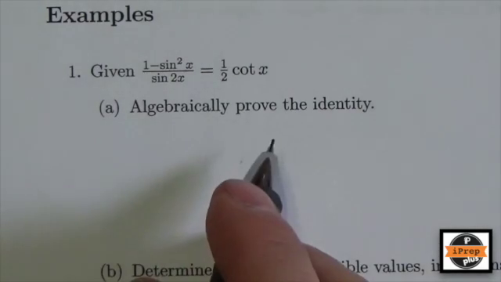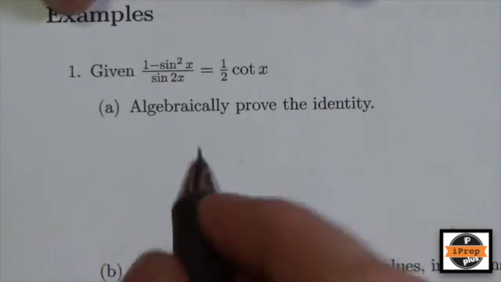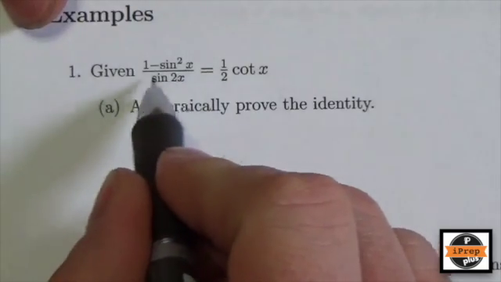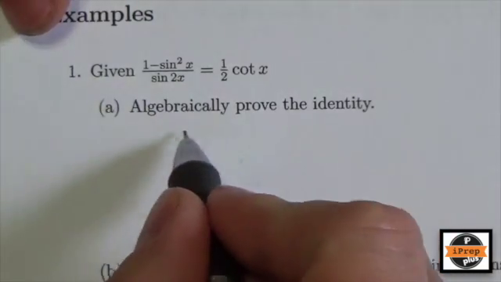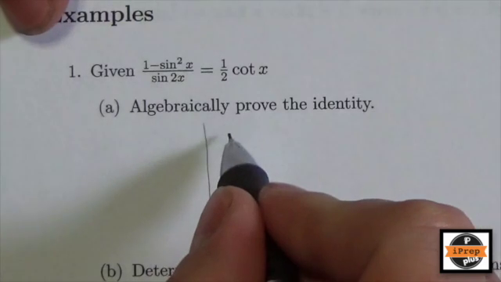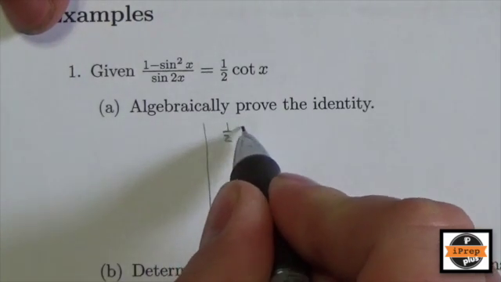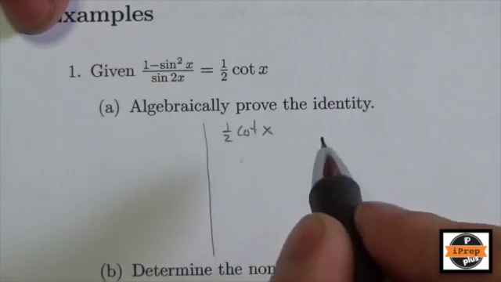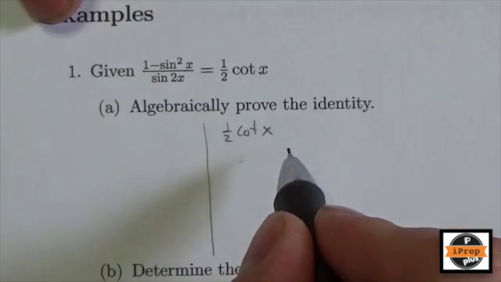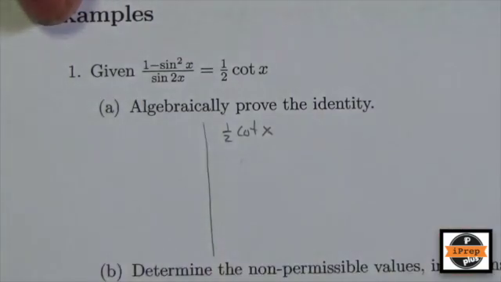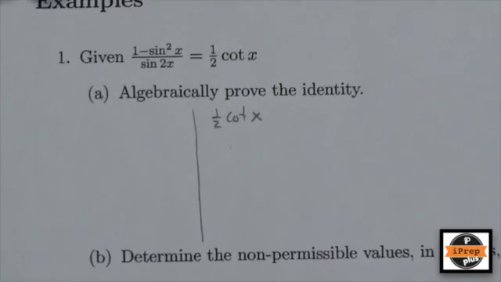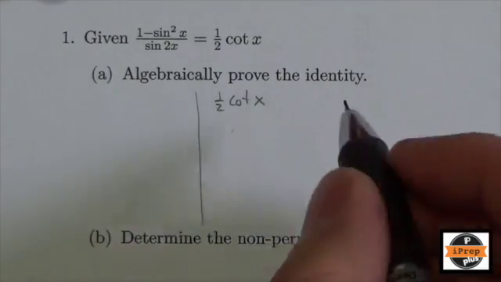Okay, so we're going to prove this identity here. And notice we've got the double angle showing up in here. So we're going to split this up into left side and right side. On the right hand side we've got this 1/2 cotangent of x. Now we should note right away here, because we know that this is an issue, and actually the next question here is about determining the non-permissible values. So let's do everything together here.